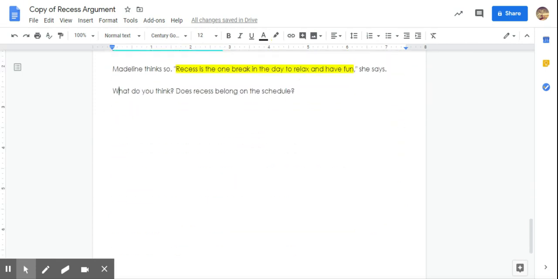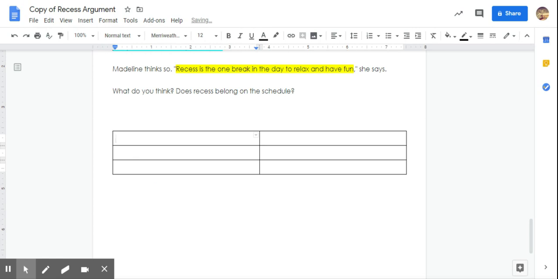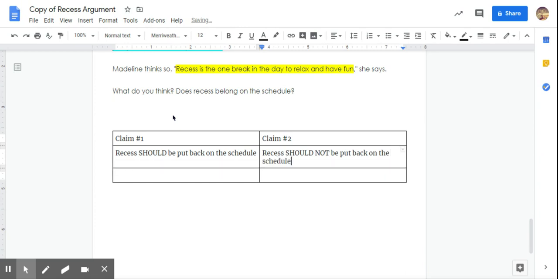So at the bottom here, I'm going to add this to yours. What I would like to see you do, I'm going to set it up like this. Claim number 1, and then we're going to do claim number 2. Claim number 1 is recess should be put back on the schedule. And then claim number 2 is recess should not be put back on the schedule. So we've got our 2 claims. Sorry, I cannot type and talk at the same time. Okay. Reason 1 here.